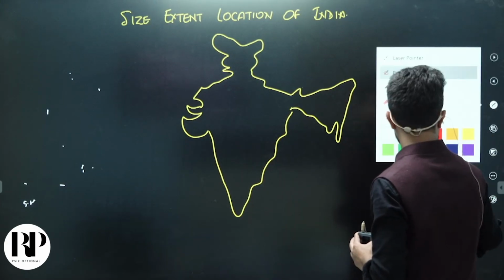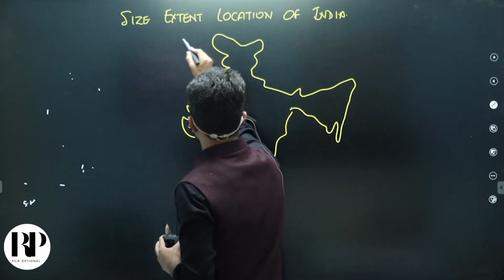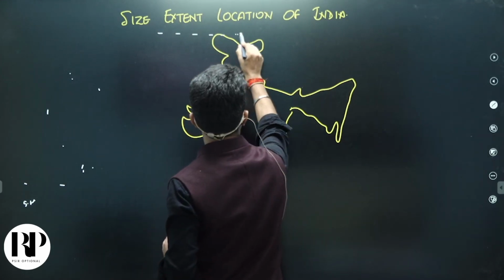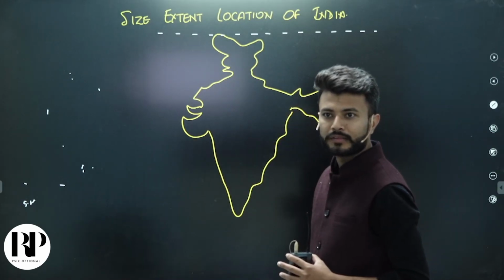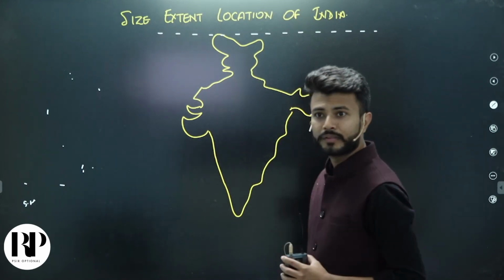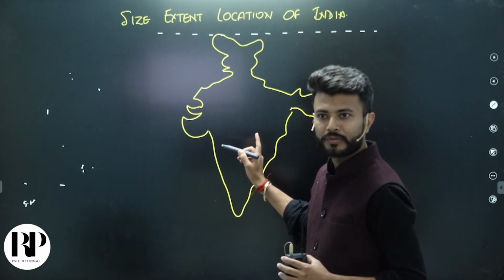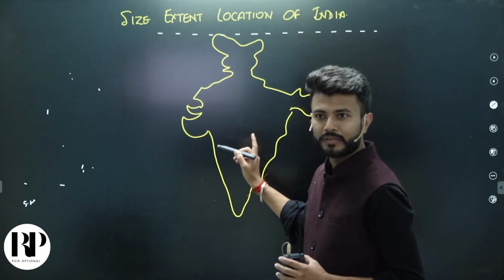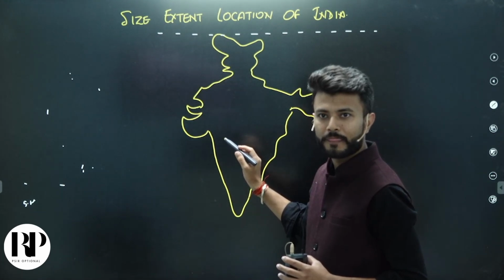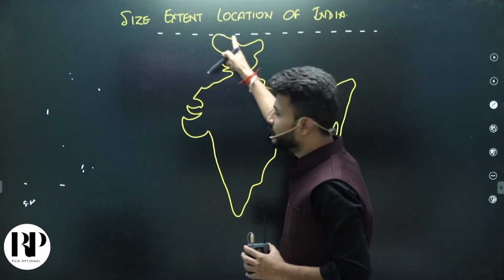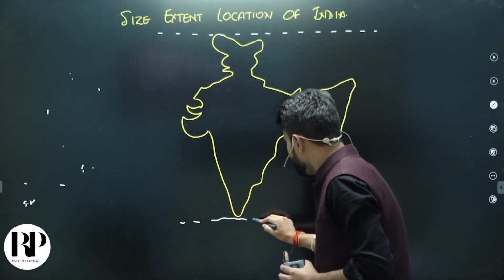So now with the help of the longitudes and latitudes, this will be the northernmost latitude of India. Is it visible to everyone? Okay. So this will be the northernmost latitude. This will be the southernmost latitude.